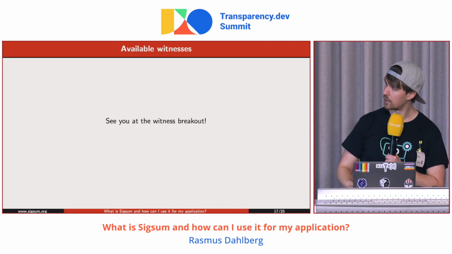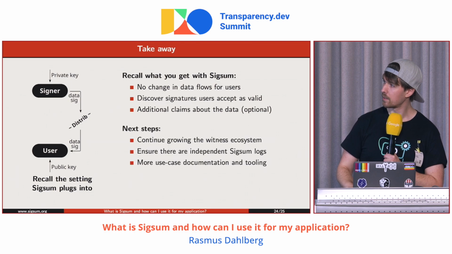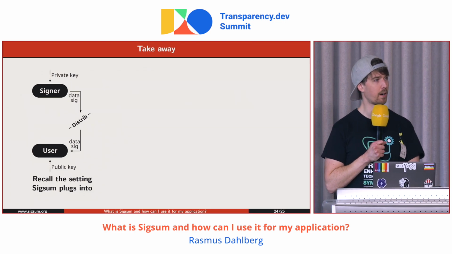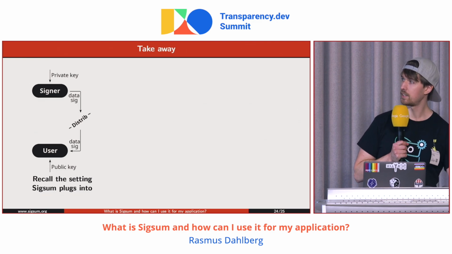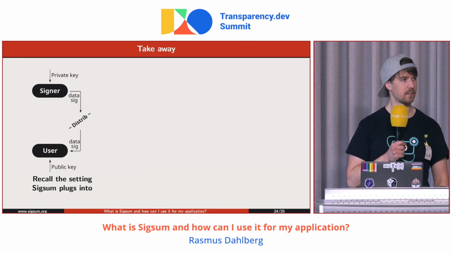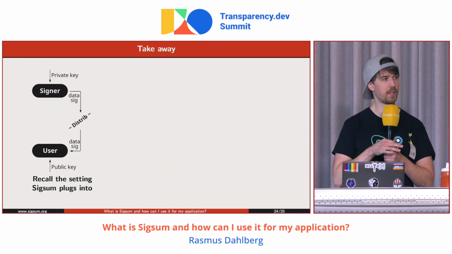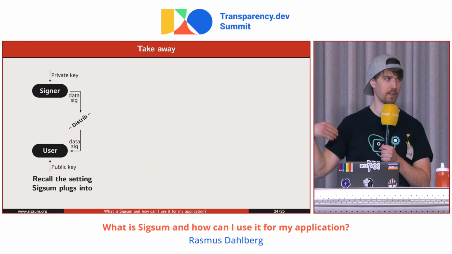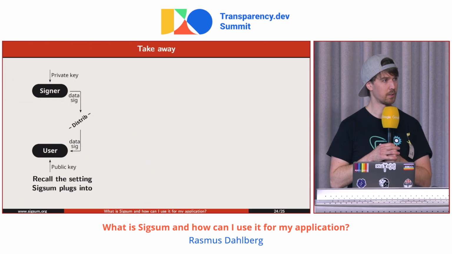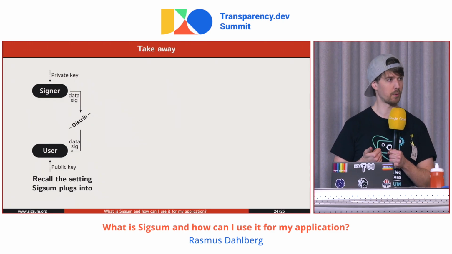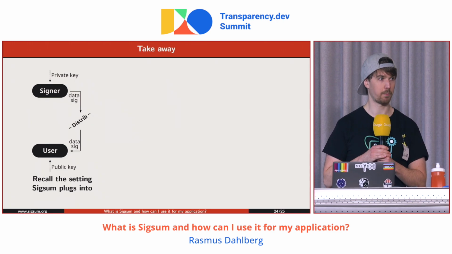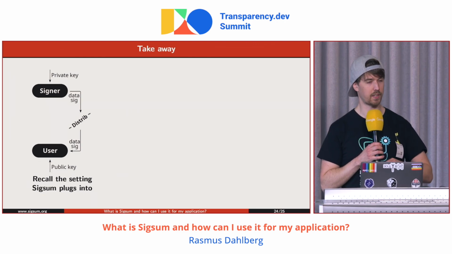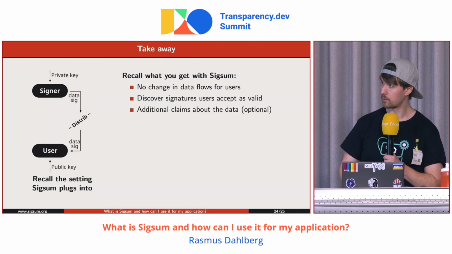So I'm just going to jump ahead to the end and say that the takeaway here is, let's remember where we started. So we had this initial setting with a signer and some signed data. You already have a way to distribute this data, and then there's a way to distribute those public keys to the software. So we're not solving data distribution, we're not solving key distribution, we're just helping you discover which digital signatures have been produced by what cryptographic signing keys. And this is what you get with Sigsum.